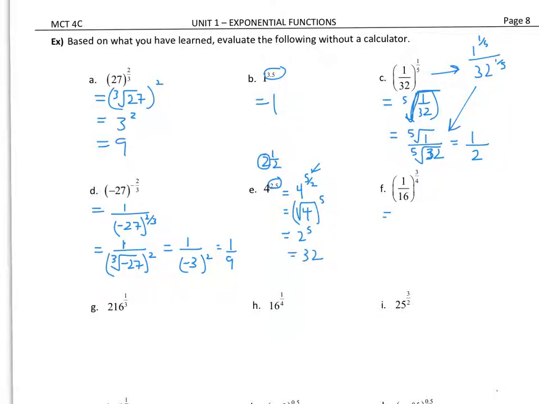And now we have a 1 to the 3/4, which is just going to be 1, because 1 to any exponent is just 1. And then 16 to the 3/4. So on the top, 1 to the 3/4 is 1. And then we want the fourth root of 16, all to the exponent of 3, which is equal to 1 over. The fourth root of 16 is a 2, and then 2 cubed will be 8. So that's 1 over 8. Okay, so hopefully those make sense.